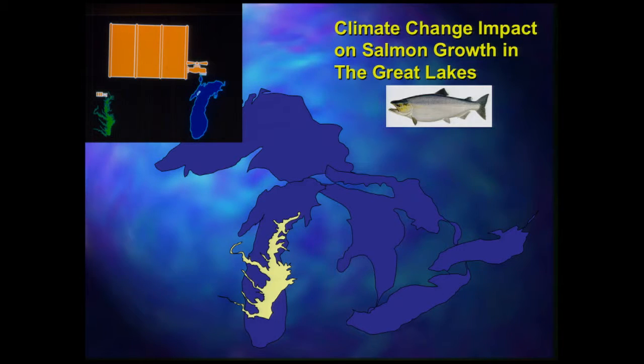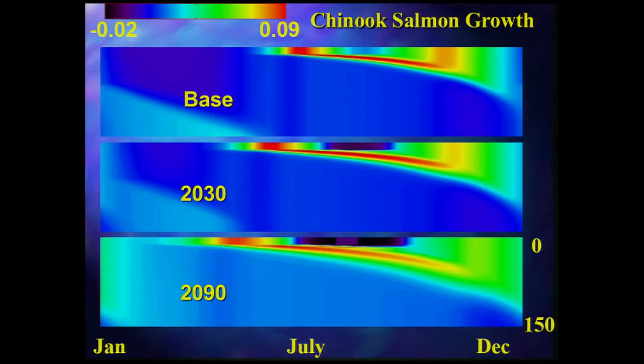If we look at it on the complete other end of the time spectrum, let's look at climate change. And what we did is we modeled what the climate change impact would be on Chinook salmon, the same salmon in the Delta here, but we looked at it in the Great Lakes, and modeled it under base conditions, at the year 2030 and the year 2090. And what these figures show is, the y-axis is depth, and the x is time across the year.